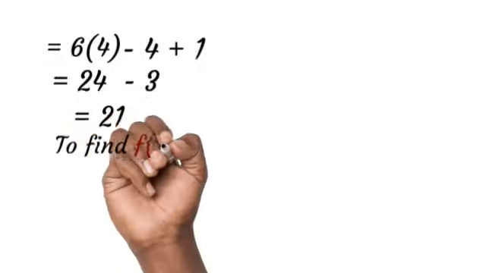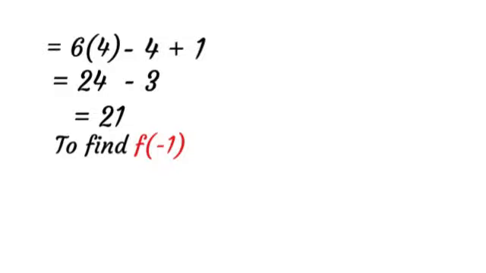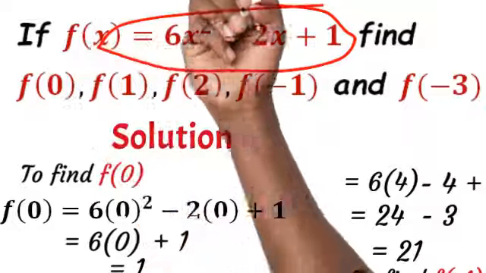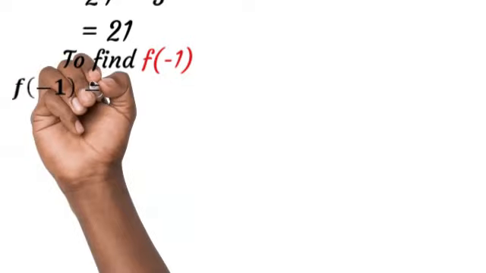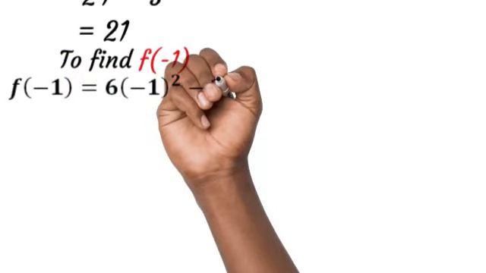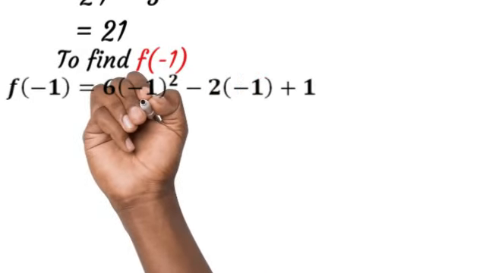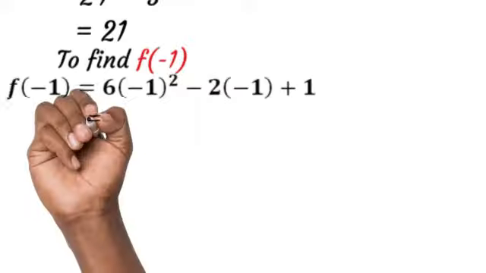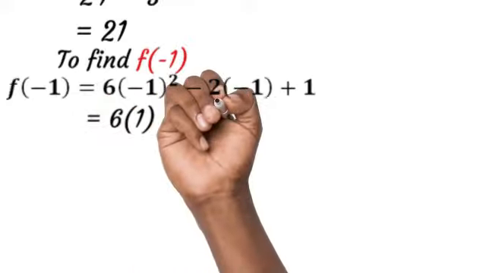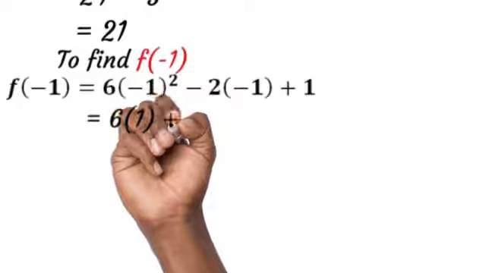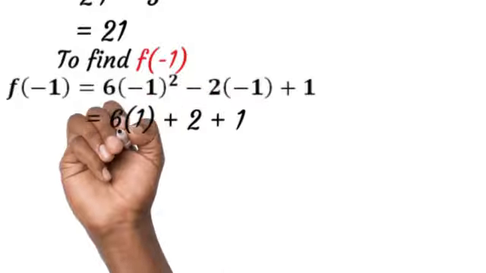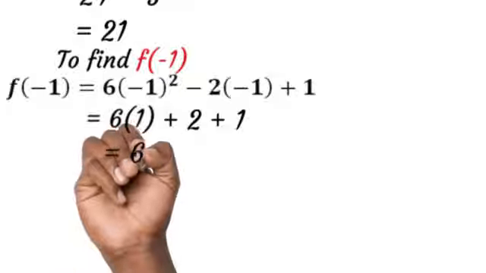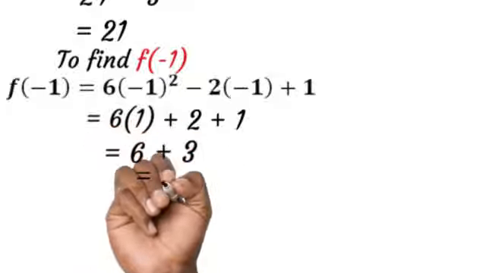Okay, so to find f of minus 1, we have to replace x with minus 1 in this equation here. So that will be f of minus 1 equals 6 times minus 1 squared minus 2 times minus 1 plus 1. So minus 1 squared is 1, so we have 6 times 1. Minus 2 times minus 1, we have plus 2. We have plus 1. So 6 plus 2 plus 1, we have plus 3. So our answer is 9.